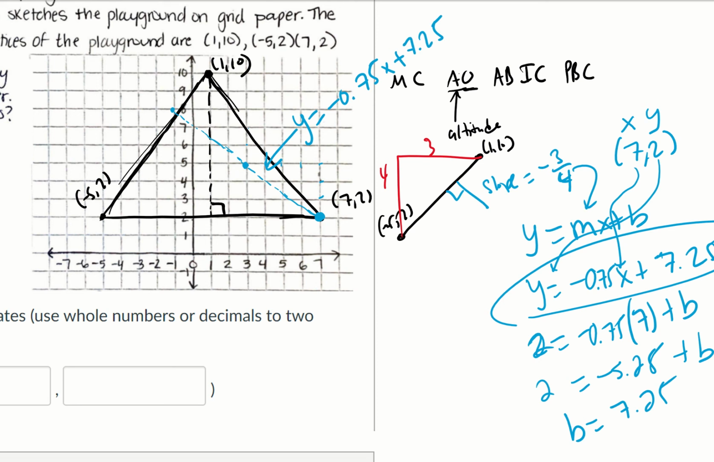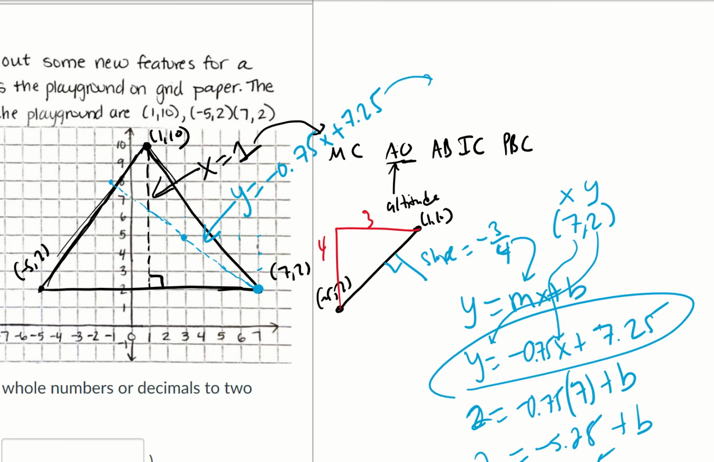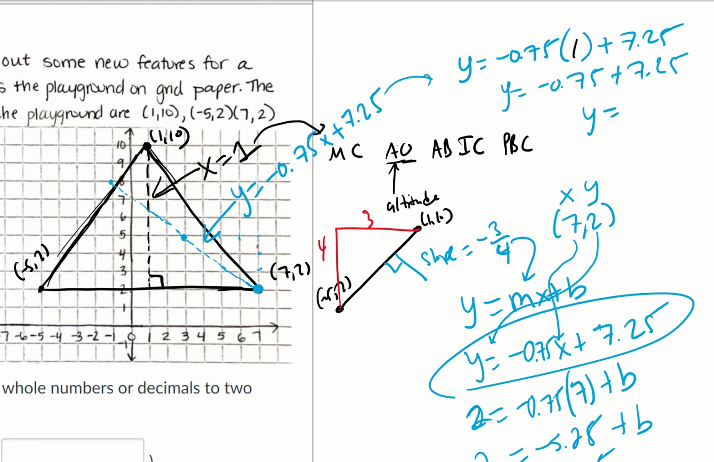Okay, and the equation of this black one we said was x equal to 1. Now to figure out where they cross, right, we need to plug in the value of x into that equation. So I'll do that up here. So y equals negative 0.75 times 1 plus 7.25. And this is going to be negative 0.75 plus 7.25. So the y value is going to be 6.50. And so my coordinates are going to be 1 and 6.50.